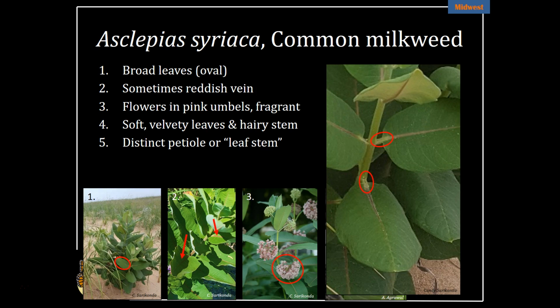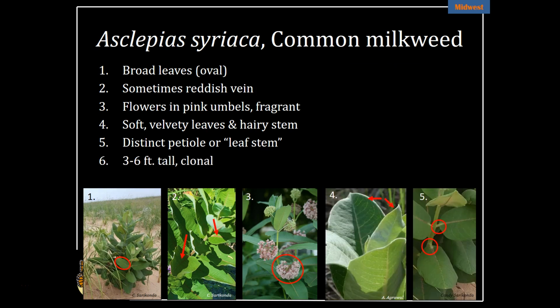Each leaf is attached to the stem with a petiole, which is essentially a small stem at the base of the leaf that attaches it to the main plant stem. This is an important feature to remember, as it can help you distinguish between some other milkweeds that look similar to common milkweed. Leaves are also opposite of each other along the main stem.